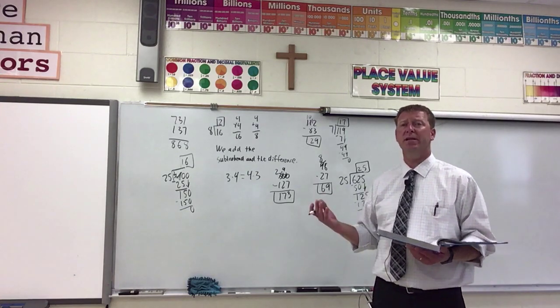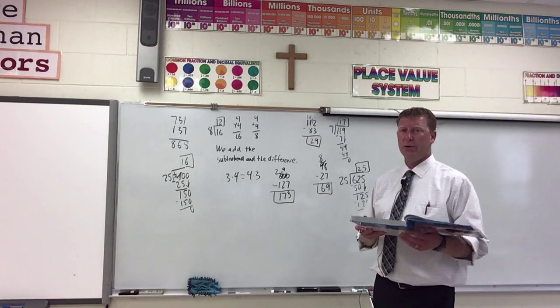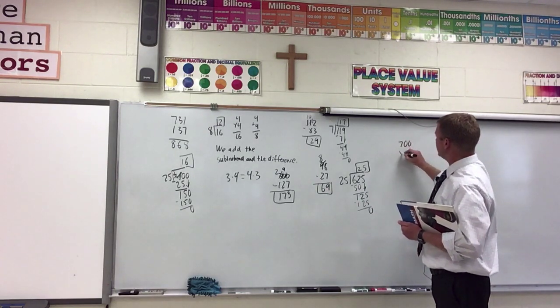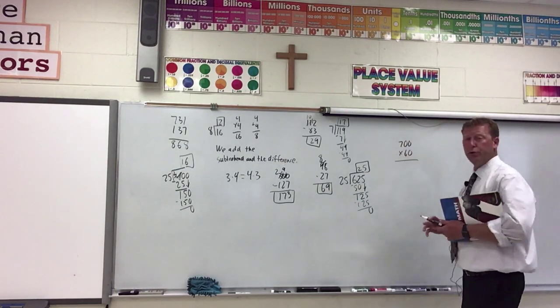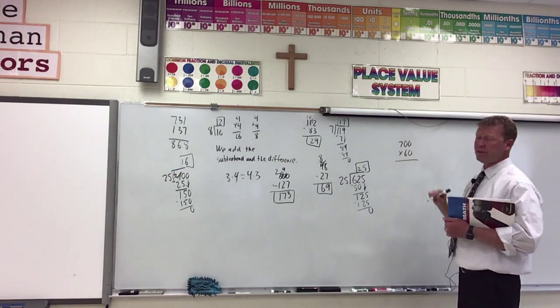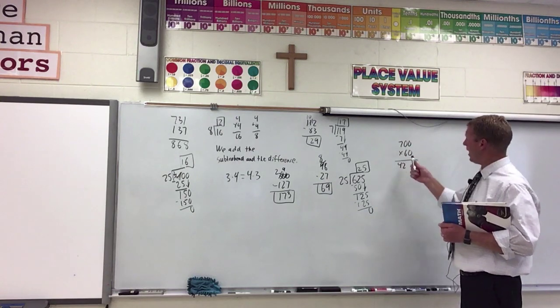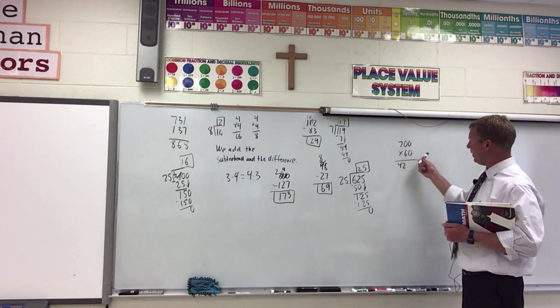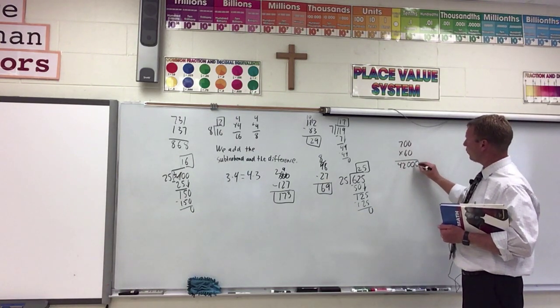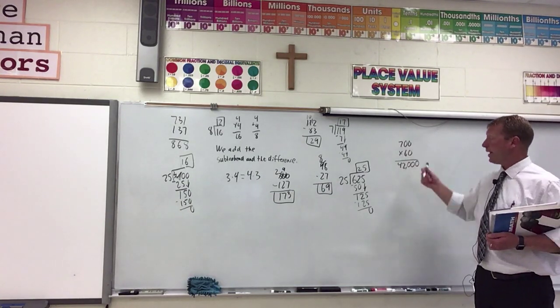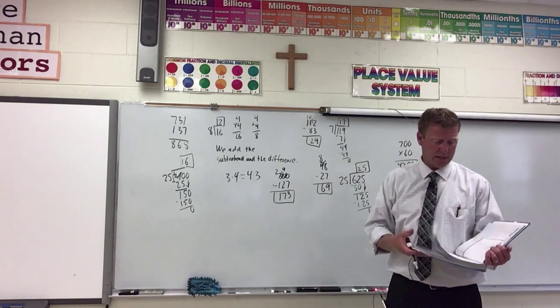When you're missing the dividend, you multiply. So I'm taking 700 times 60. I'm going to do the shortcut. I'm going to take 7 times 6. 7 times 6 is 42. I'm going to count my zeros. 1, 2, 3. 1, 2, 3. Boom. I get 42,000 when I put 700 times 60 together.